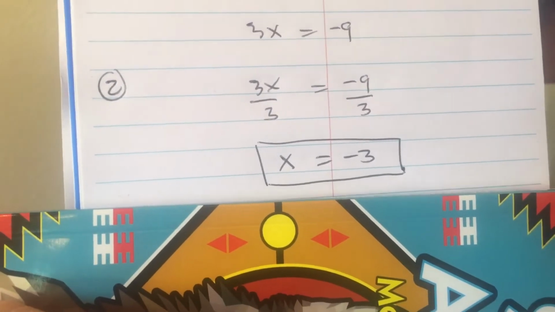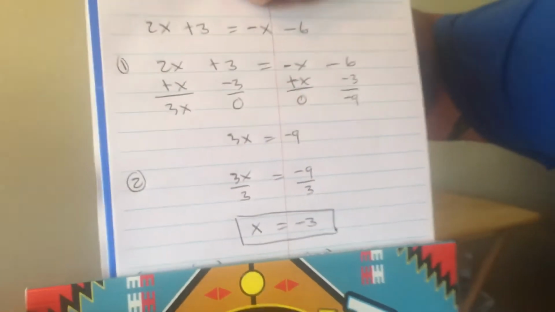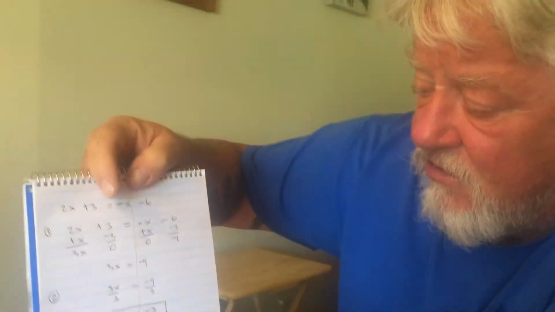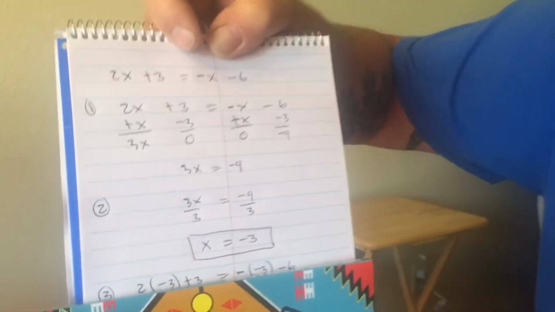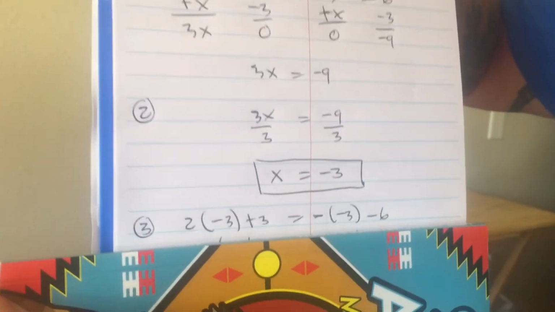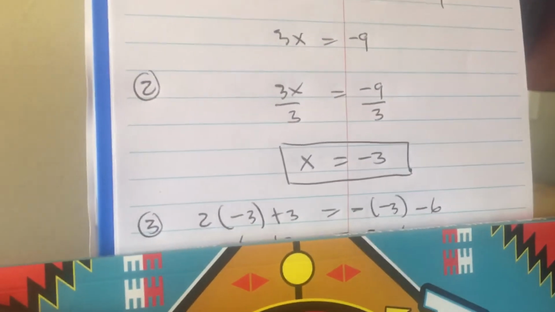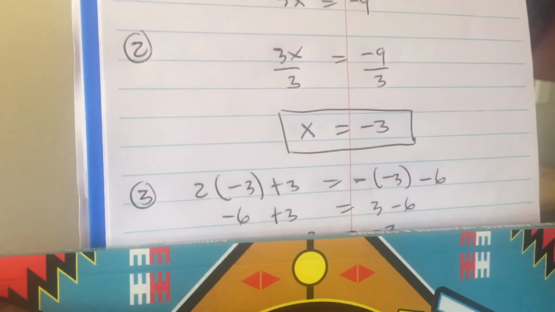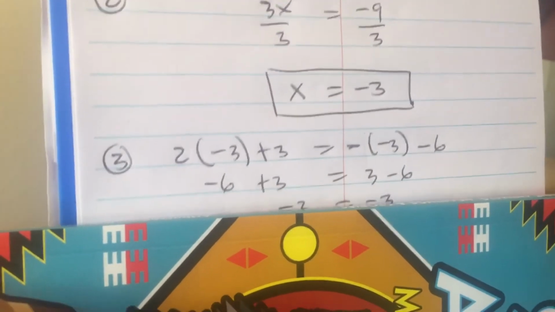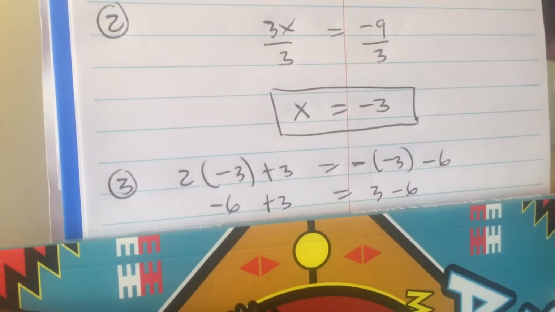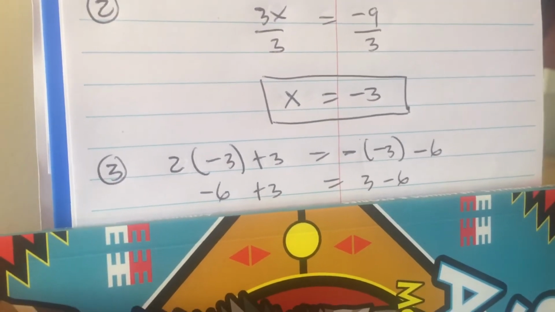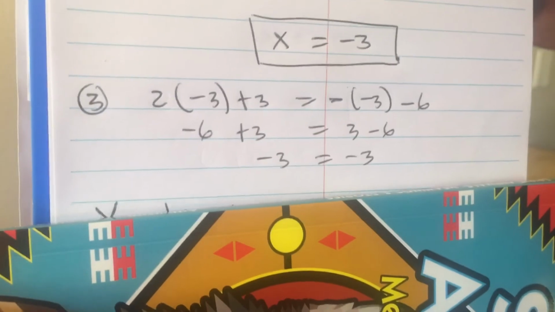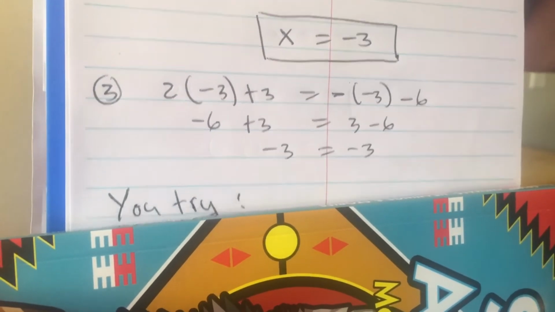So that's my answer. Now, what I always like to do is to check my answer. So I'm going to plug x equals minus 3 into the original equation. When I do that, 2 times minus 3, which is minus 6, plus 3 equals minus 1 times minus 3. Remember, a negative times a negative is a positive, so that becomes 3, and then I'm going to subtract 6. And look at that, minus 3 equals minus 3.